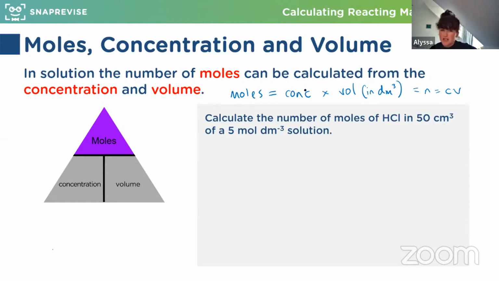Okay, anybody got an answer for this question on the page then? Calculate the number of moles of HCl in 50 centimeters cubed of a 5 mole per decimeter cubed solution. You might need to get a calculator out.